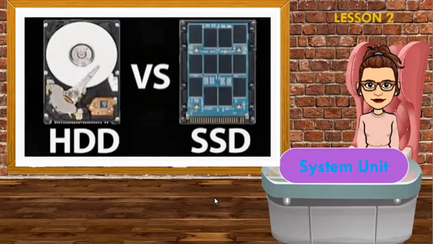The difference between hard drive and solid state drive is in the technology used to store and retrieve data. HDDs are cheaper and you can get more storage space. SSDs, however, are faster, lighter, and more durable and use less energy.